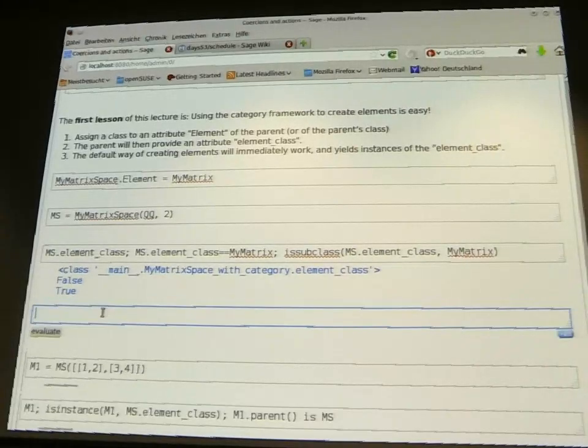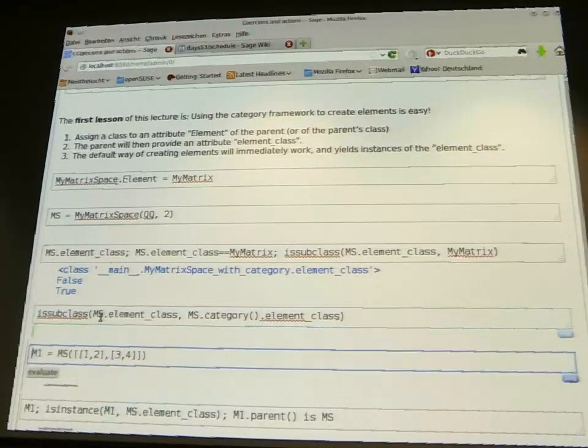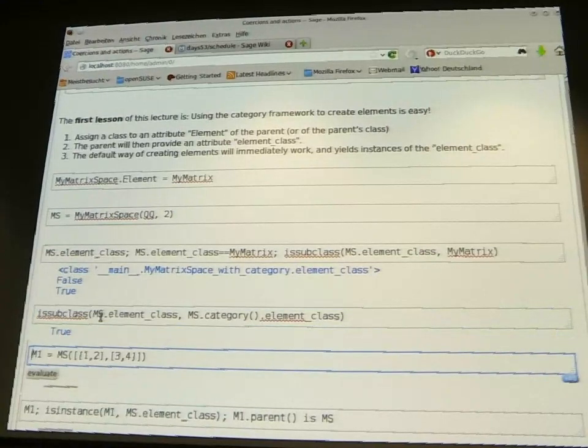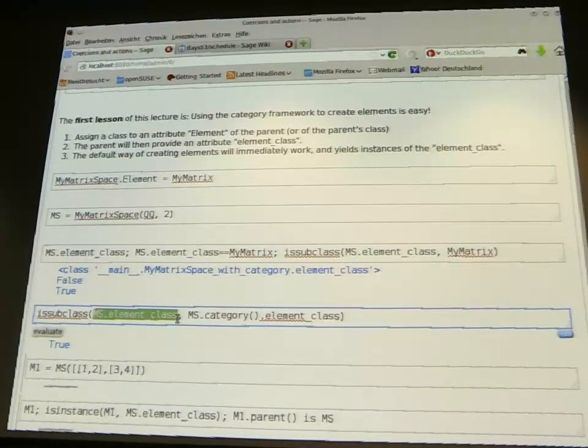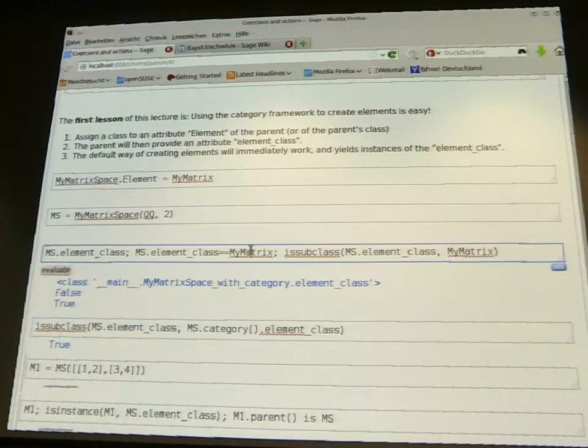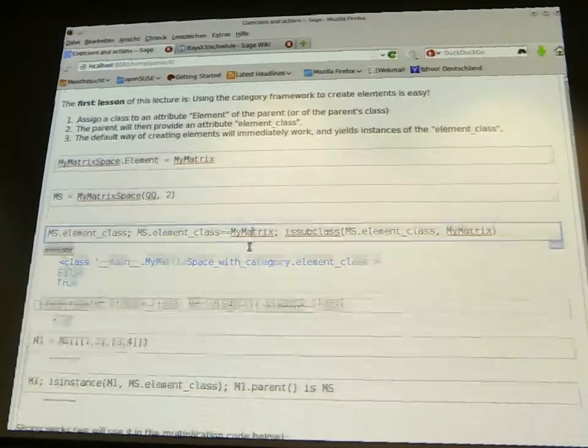And something that I forgot to mention, it should then also be a subclass of something that is provided by the category, namely the MS category. And then it also has an element class. Of course, this element class does not know at all about matrices, but it knows about algebra elements. So in other words, we have here a class that both knows about algebra elements and about matrices. And we should use this to create elements.